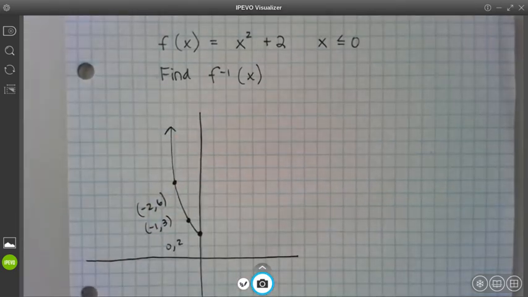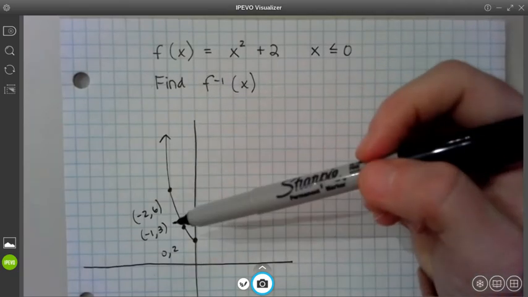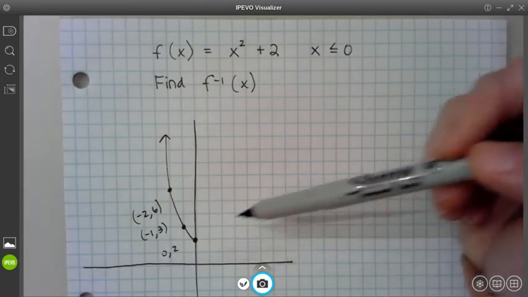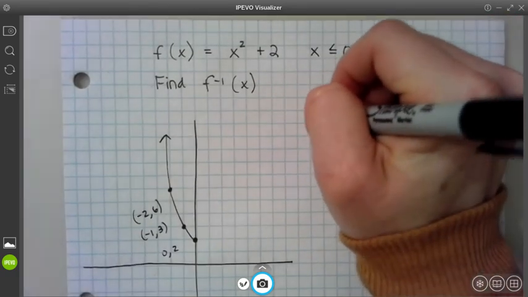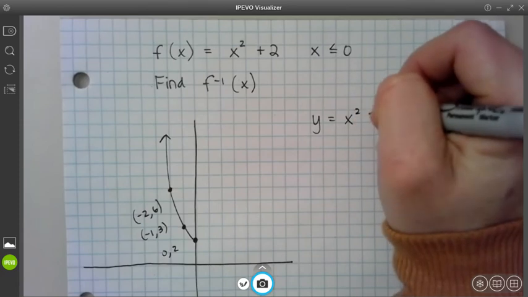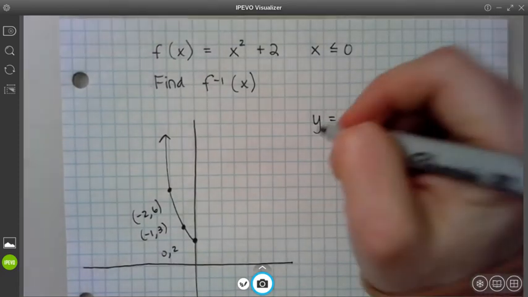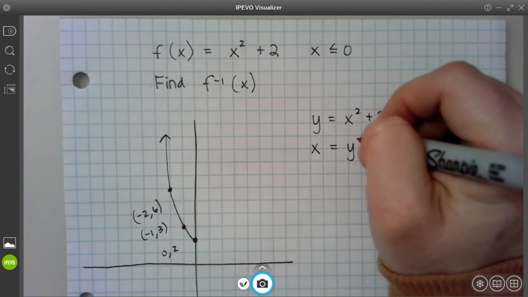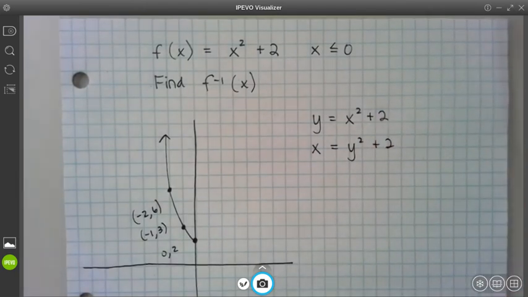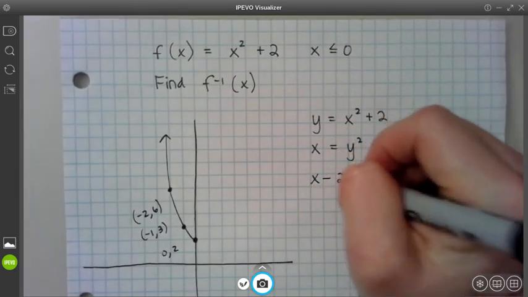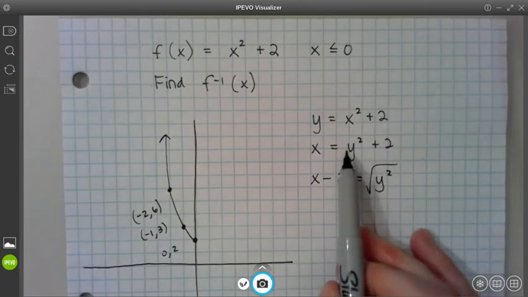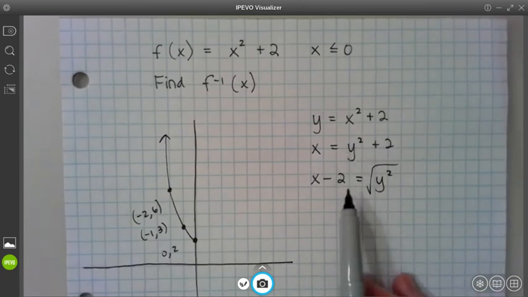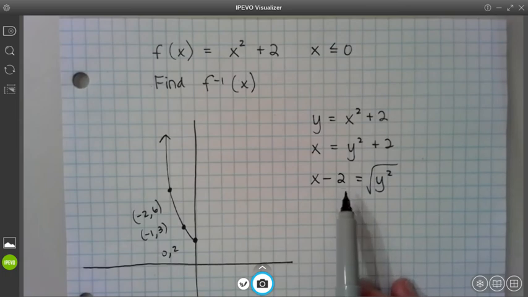All right, so we know that's the original function. It's definitely 1-to-1. So if I want to find the inverse, not only are the x's and y's going to switch on the graph of the inverse, they're also going to switch in the equation. The equation says y equals x squared plus 2, so let's switch x and y: x equals y squared plus 2. I'm going to subtract 2 and get x minus 2 equals y squared, as I'm re-solving for y to get the explicit form of the inverse. Remember, this is the inverse in implicit version, and we want to re-solve it for y so we have the explicit version.